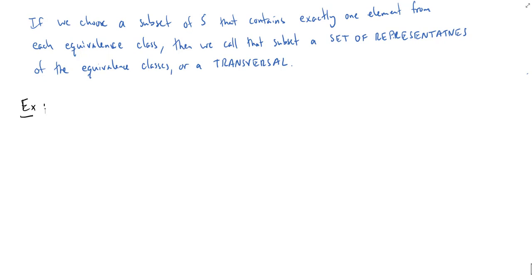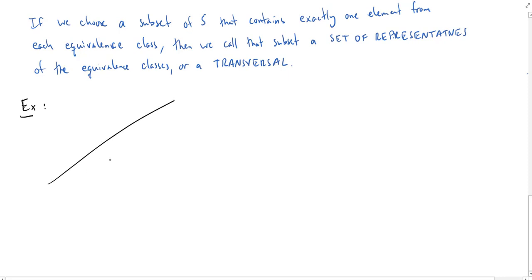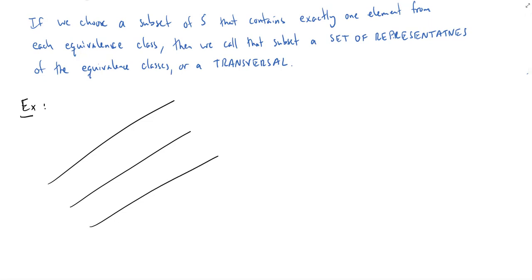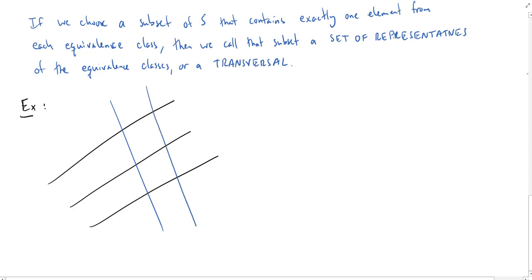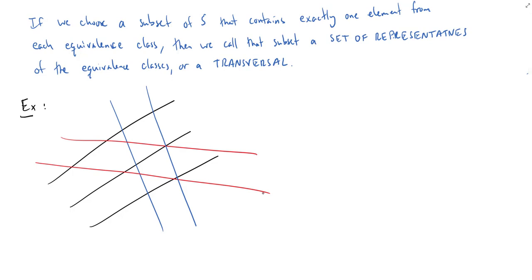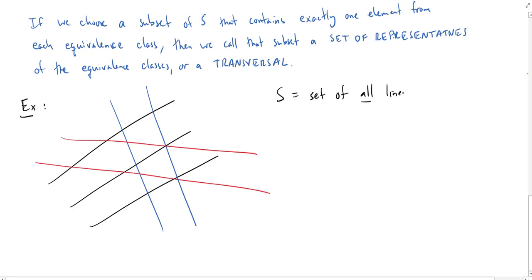So let's say you have all these lines in the plane. Here's some lines which are supposed to appear to be parallel. Then I have some other lines which are not parallel to the first ones, and then some more lines which are supposed to be parallel to each other. So I'd write down all possible lines. That's a lot of lines. So I might have as my S the set of all lines in the plane.